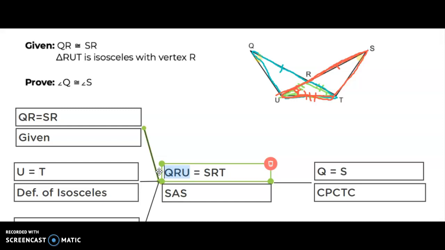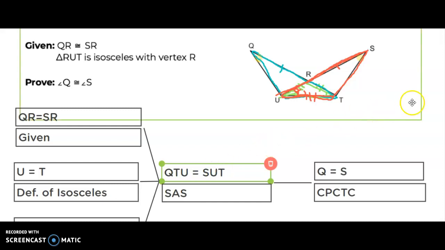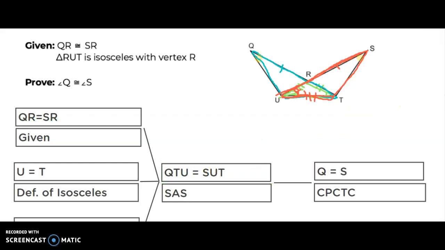Now I'm not using QRU, I'm using QTU and SUT, okay? So the big triangles are still by side angle side, still ending with Q and S equal to each other by CPCTC. So you see there's two different ways to do it. So look at the way that you did. You can go back because I showed both ways here.